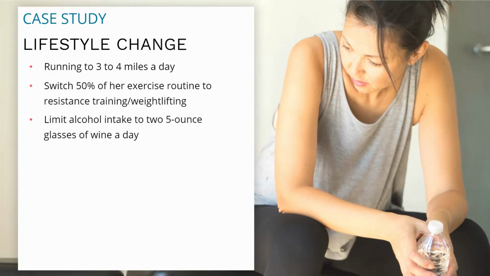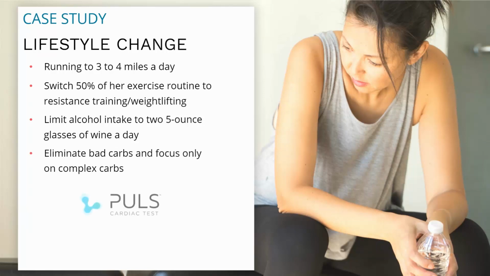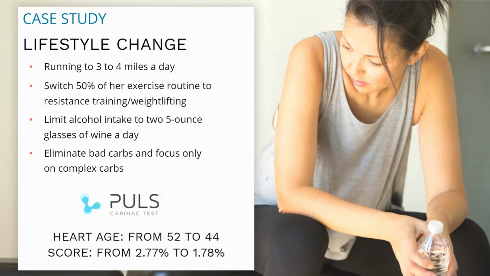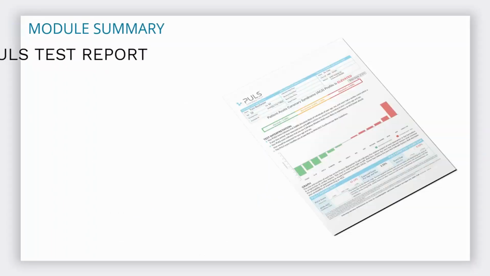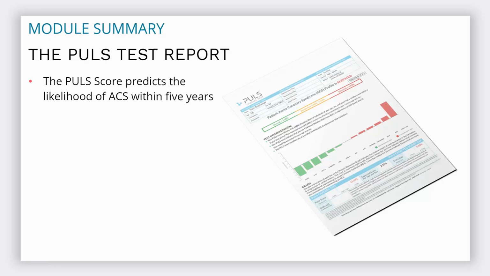As far as her diet, we asked her to limit alcohol intake to 2 5-ounce glasses of wine a day and get rid of bad carbs while focusing only on complex carbs. In 2 months, she shaved 8 years off of her heart age, and her pulse score moved down from 2.77 to 1.78. The pulse score predicts the likelihood of acute coronary syndrome within 5 years.